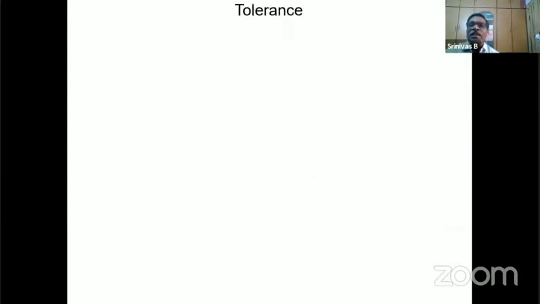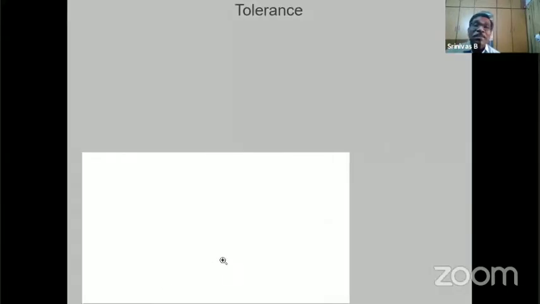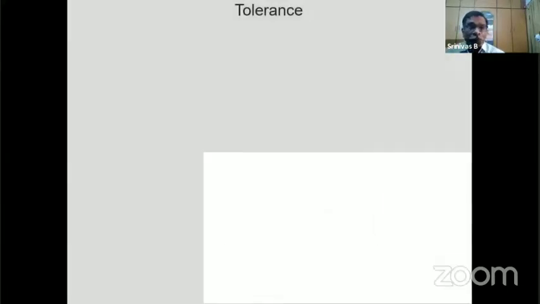Right. You see here tolerances. Do you know what is tolerance? Do you know why tolerance is required? Do you know how tolerance is decided?